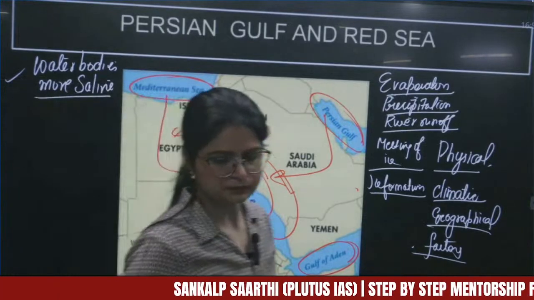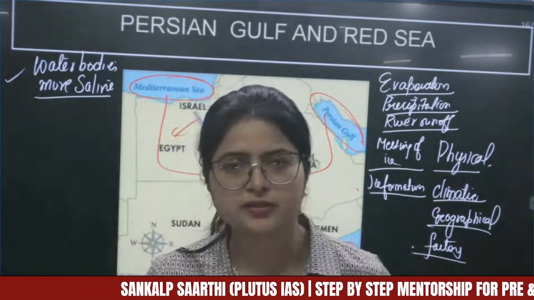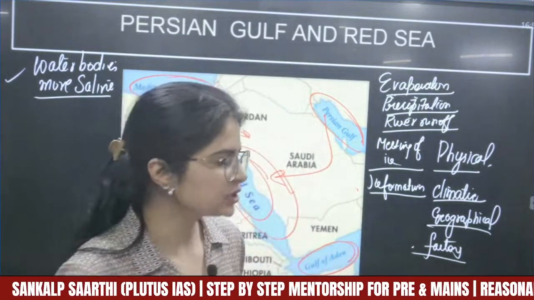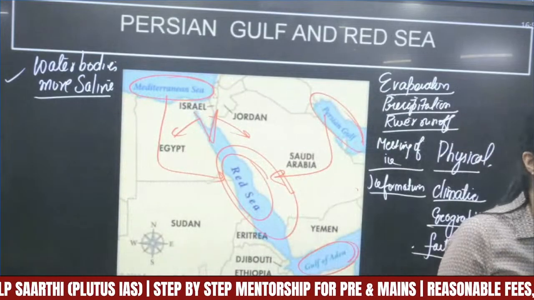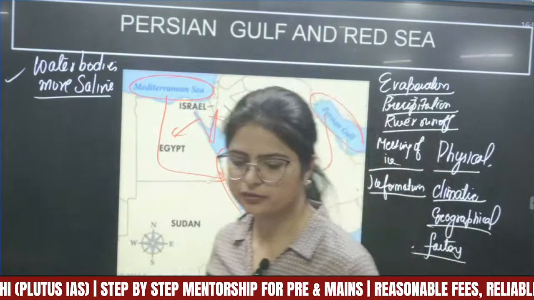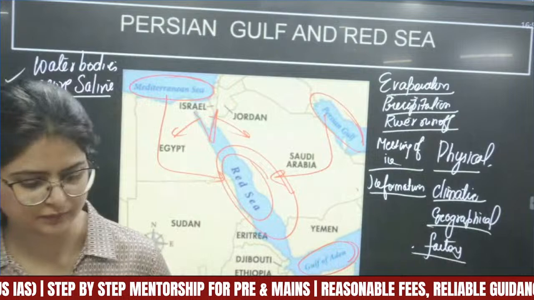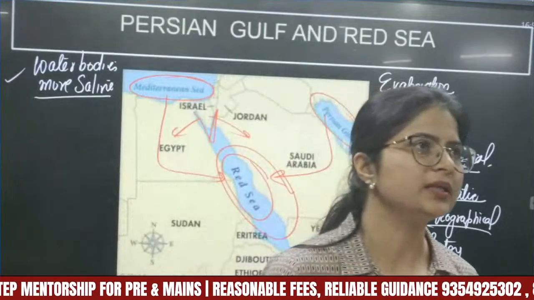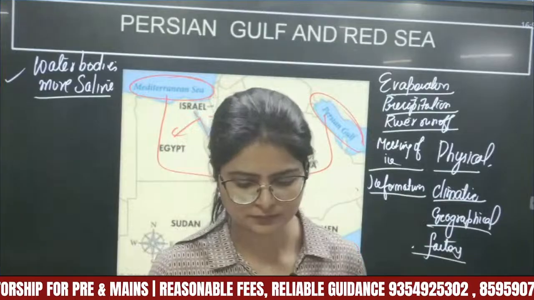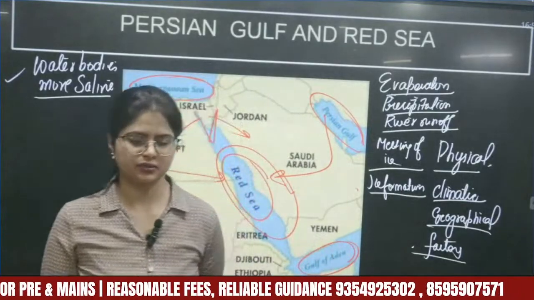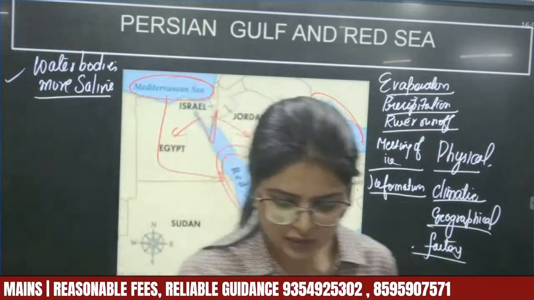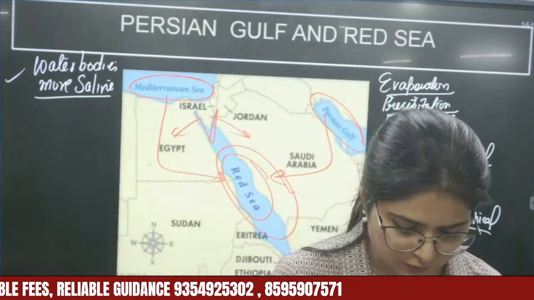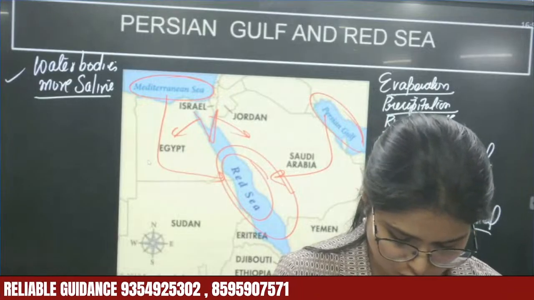Write down. Evaporation plays a major role in increasing ocean salinity in regions with high temperature, especially in subtropical regions or subtropical zones between 20 and 30 degree latitude, where intense sunlight causes a large amount of water to evaporate.